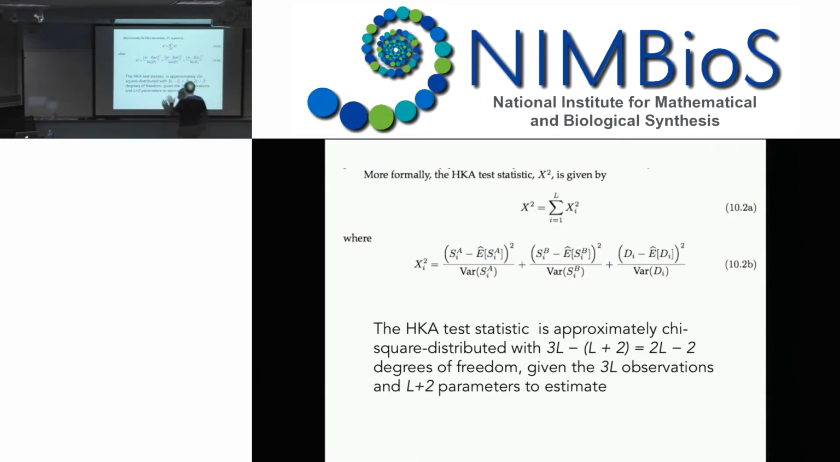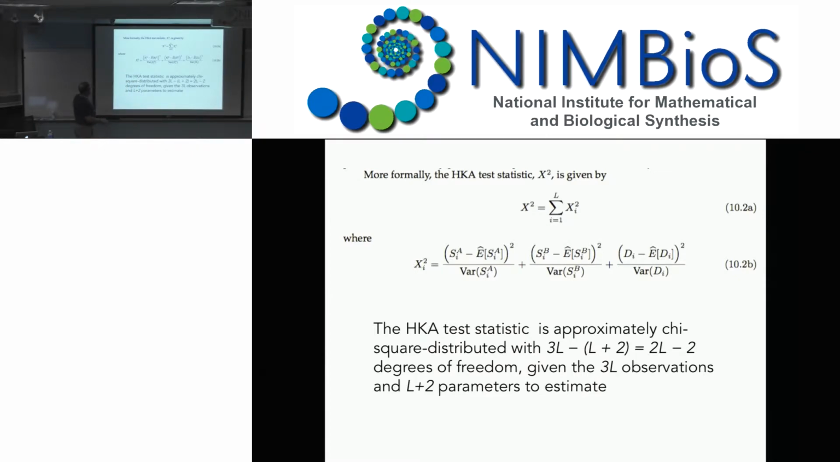What you basically have is 3L observations. What are the observations? For each of your L genes: polymorphism in population 1, polymorphism in population 2, and divergence between the two. So you've got 3L observations, 2 polymorphism and 1 divergence for each of your L genes. Then you've got things to estimate: the common effective population size difference delta, the common divergence time tau, and then for each gene a different theta value.